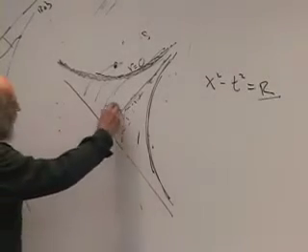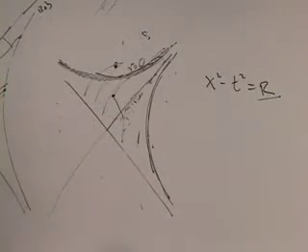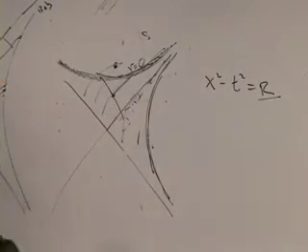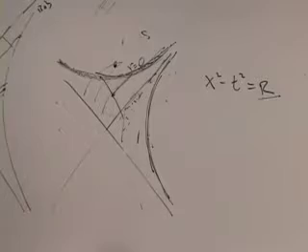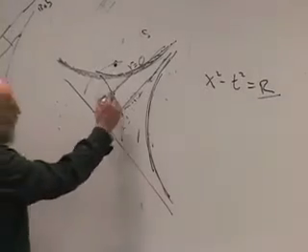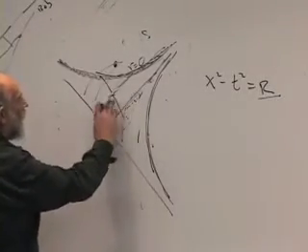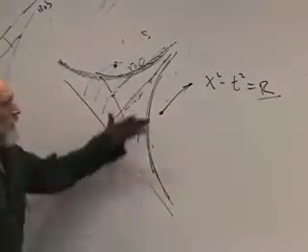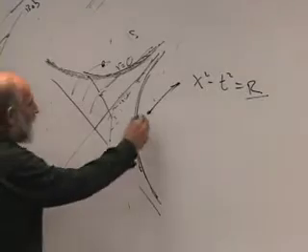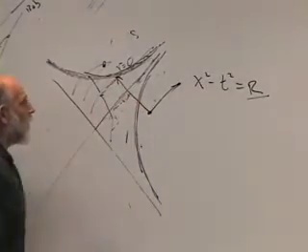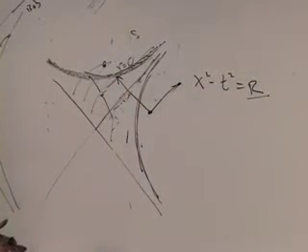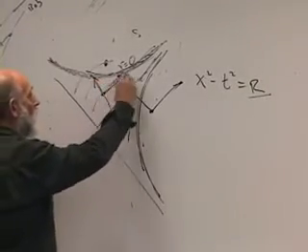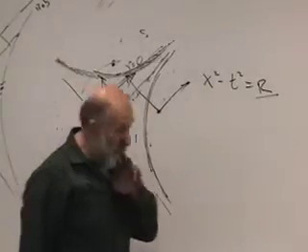Once you fall through here, notice, once you fall through here, you have no way of avoiding this singularity. The speed of light is 45 degree angles. You cannot move faster than the speed of light. When you're out here and you send a light ray in the outward direction, it might escape. If you send it in the inward direction, it will hit the singularity. If you're inside, it doesn't matter which direction you send the light ray in, you're going to hit the singularity.